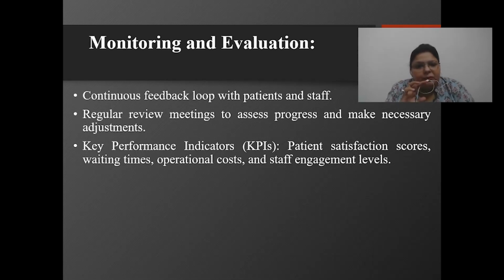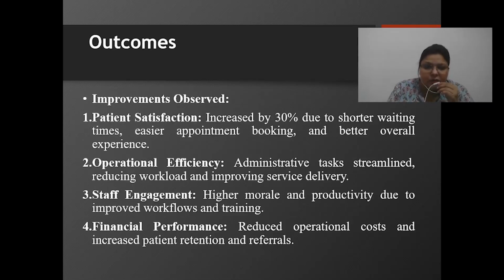Next is key performance indicators. What are these? Patient satisfaction scores, waiting times, operational cost and staff engagement levels. Through the indicators, we can easily find out how we can solve the problems. Okay, next is outcomes. What kind of outcomes come? Patient satisfaction increased 30% after this survey.